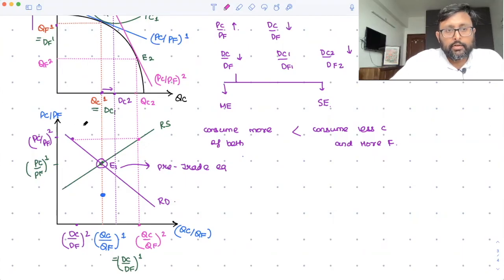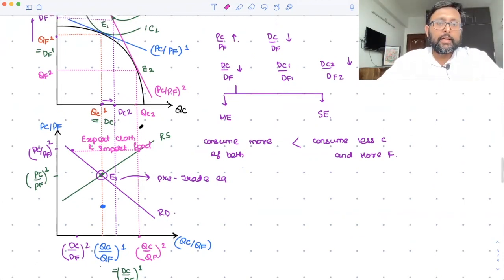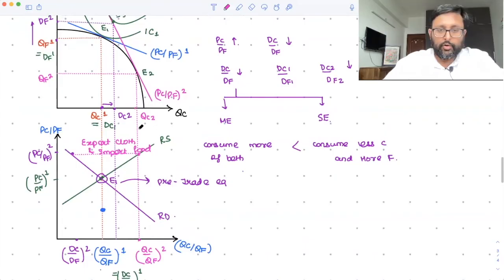So the country is going to export cloth, and hence import food. Since it is producing less of food, but its demand for food has increased, it has to import food. Are you with me? So when PC by PF has increased, the country that exports cloth, because its relative price has increased, is going to be better off, right?